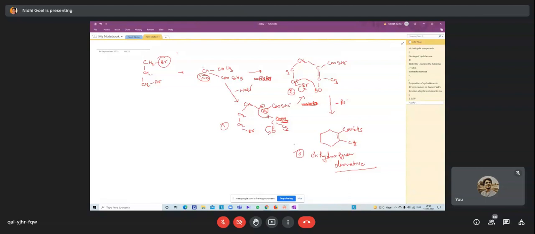Clear? Ma'am, but in the second one, C double bond C is there. Then the down part of the carbon is a C double bond O, and there is the existence of C double bond O, and this is also an intermediate product. This is just the intermediate product, so I have written it to show the mechanism.